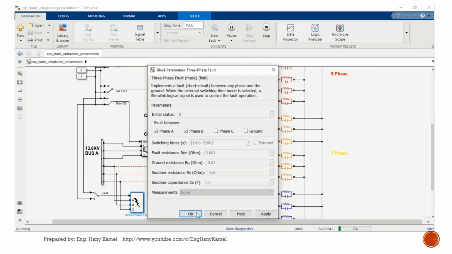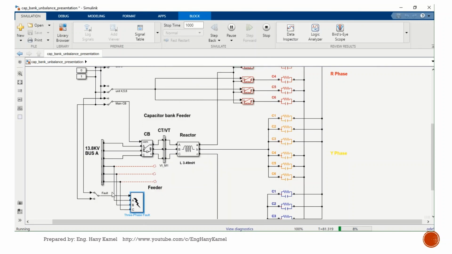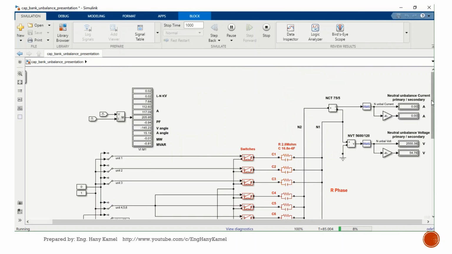We can try a phase to phase fault and then apply. We can see now also unbalanced voltage in our system.